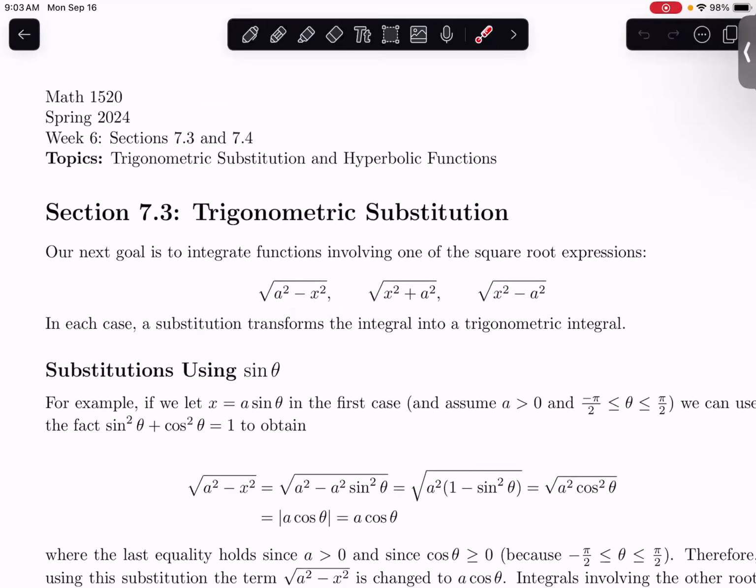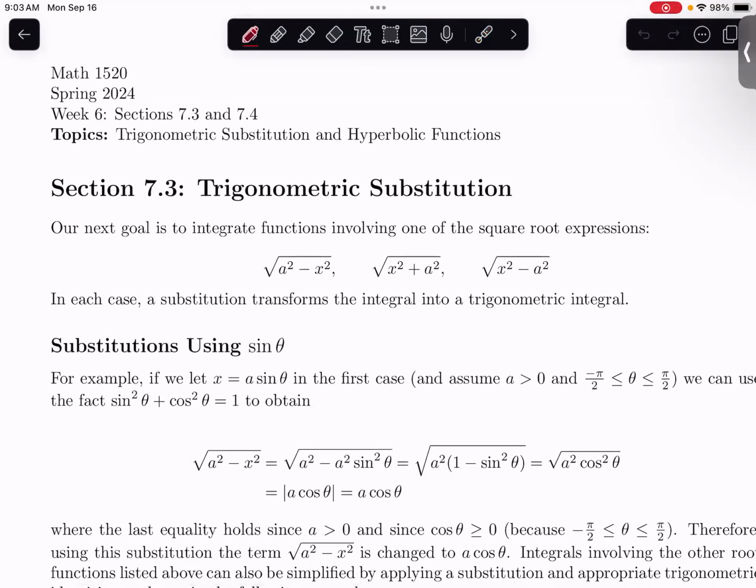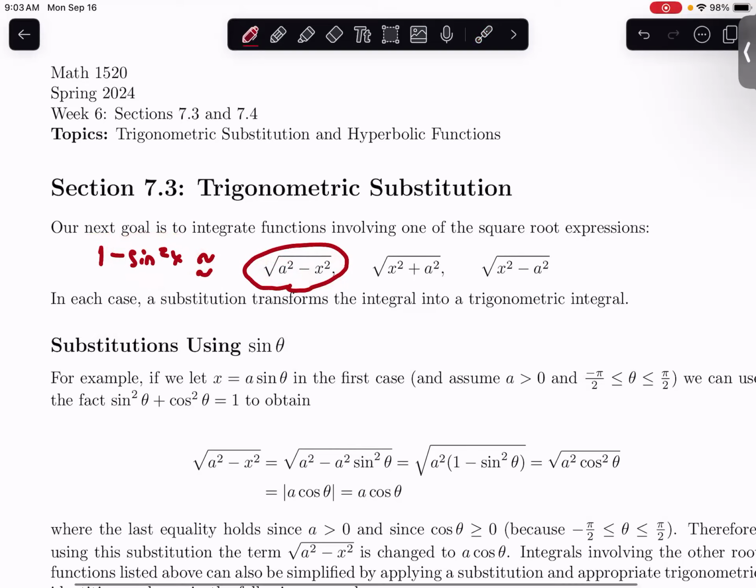Okay. How you should be thinking about this, maybe a little unintuitive initially, is that what's inside of this integral is kind of similar to something like 1 minus sine squared of x, right? The a is a constant term, which is like your 1, and then your x squared is kind of like sine squared of x. And then this is equal to cosine squared.